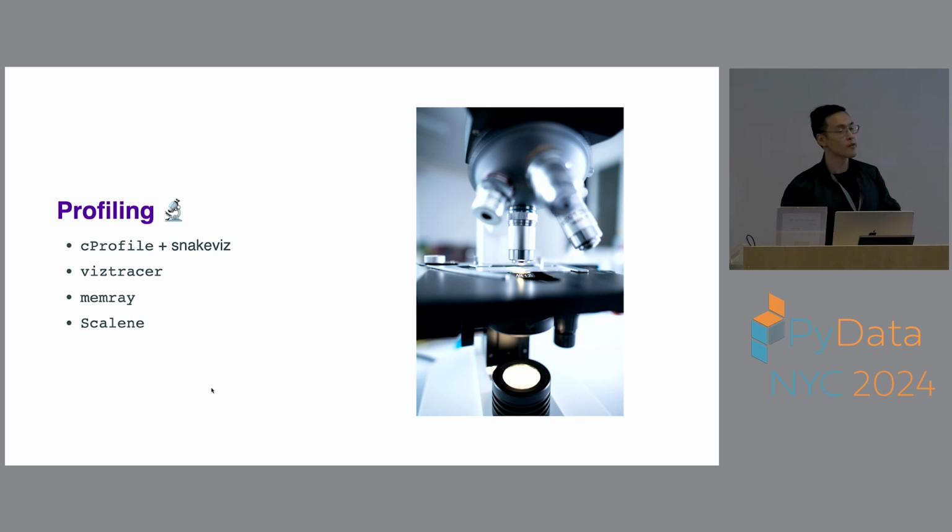cProfile and VizTracer for finding where the hotspots are, what functions are running the longest. I also use Memray for memory profiling and Scalene for some. It's a mixture of memory profiling and non-memory profiling. I won't go too much into this, but there are many tools. So I recommend that if you want to do any type of optimization, profile your code.